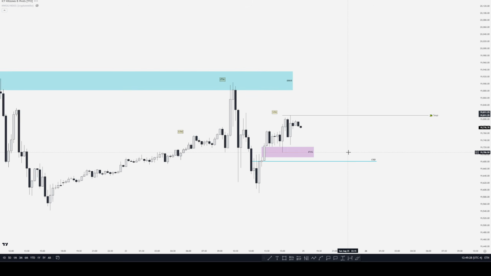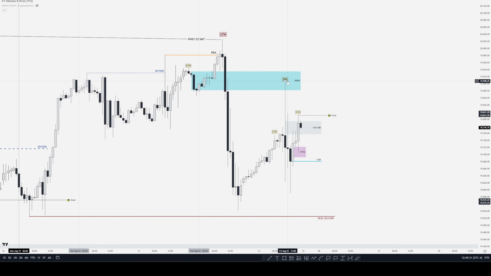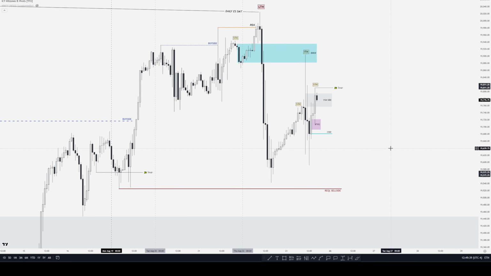Same thing with this 15-minute inversion fair value gap. I want it to be traded through. But like in this case, I wouldn't want to see this intermediate term high taken. I would like to see maybe the short-term high ran out. And then we drop back into the sell side. And you can kind of see the market maker sell model forming in here too.